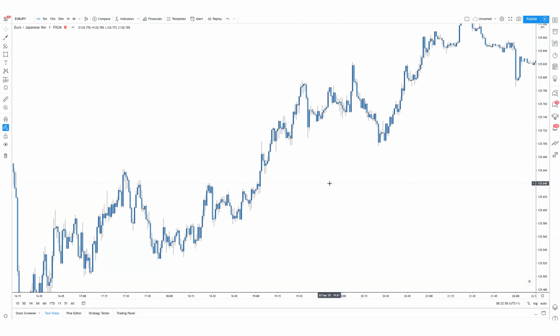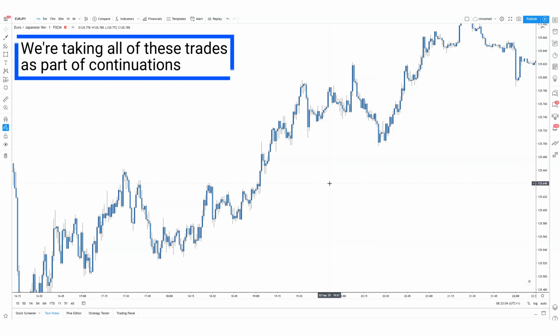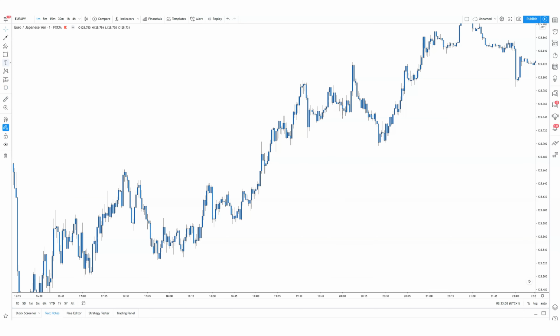Now, again, the whole consensus of what you're learning in terms of these free entry strategies is that we're taking all of these trades as part of continuations. So let's continue to identify, using the same theories that we were previously, perfect break and retest areas in the market and consolidations. Starting from this level here, we can see that the market was pushing to the downside. We take the structural highs, structural lows, and look what we see here. The market is sitting in a sideways moving market.